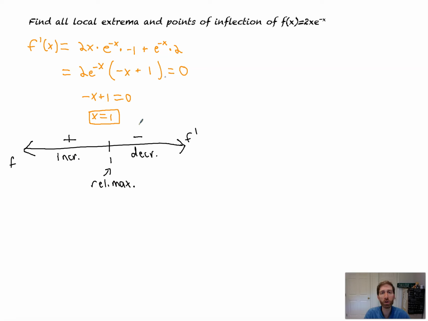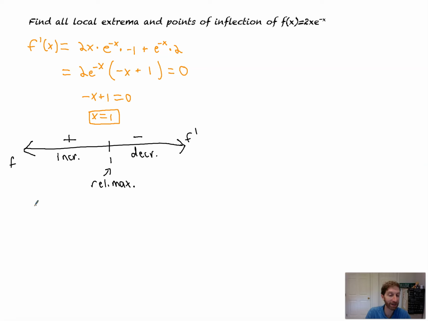Now it says find all the local extrema. It doesn't say to justify it here, but if you were asked to do that on the AB or BC exam, you would say since f prime changes from positive to negative at x equals 1, there is a relative maximum there. That's a perfect justification, if I do say so myself.